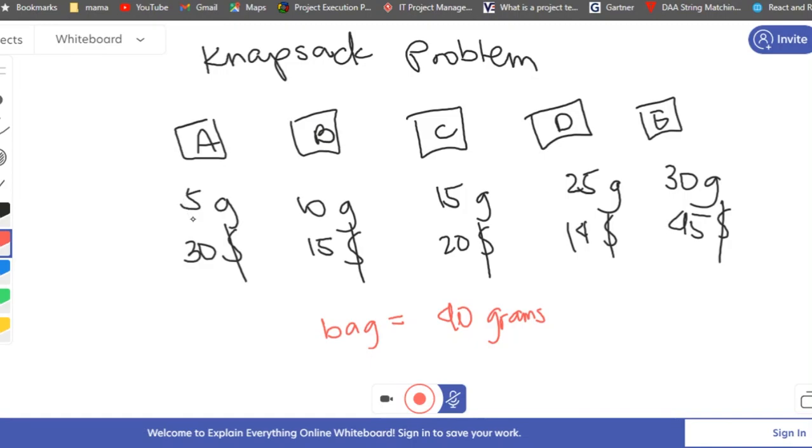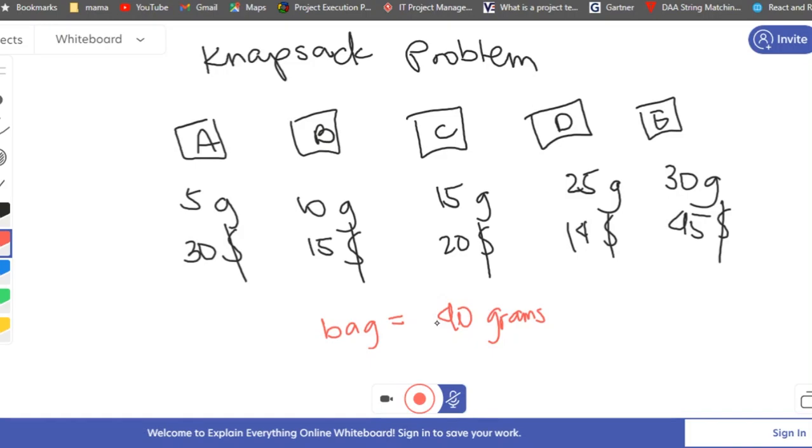So, si item A for 5 grams, $30. And then, item B for 10 grams, $15. For item C, 15 grams, $20. Item D, 25 grams, $14. And then item E for 30 grams, $45. Okay? So, kailangan natin i-consider lahat. Okay? So, the bag has a limit to carry 40 grams.